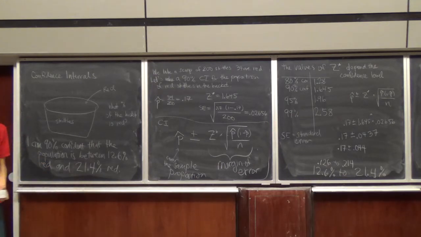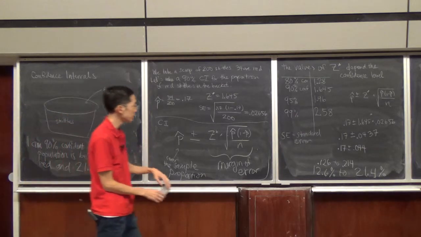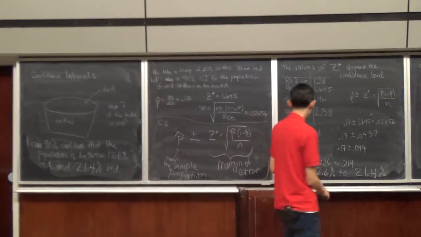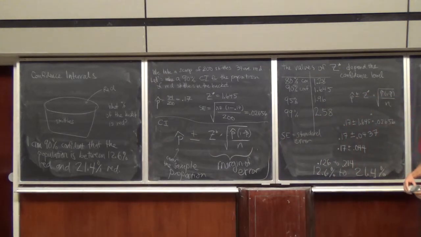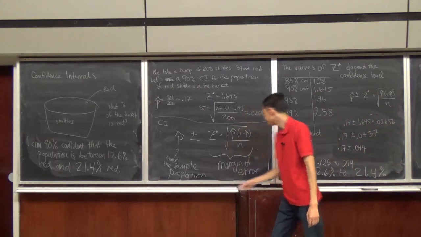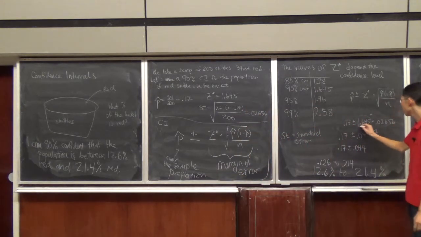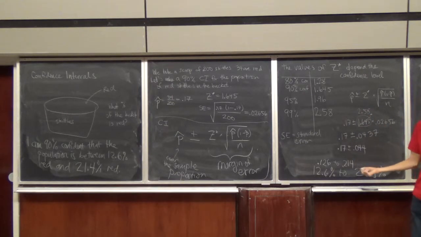If I change from 90% to 99%, what changes in my formula here? So instead of making a 90% confidence interval, I decide to make a 99% confidence interval. What changes? The only number that changes is instead of 1.645, I'm going to use 2.58. And so my confidence interval gets larger.